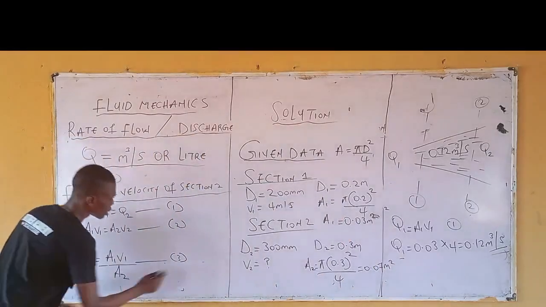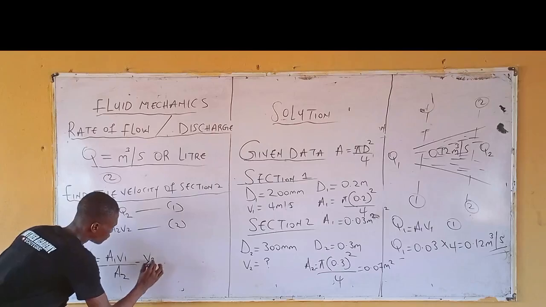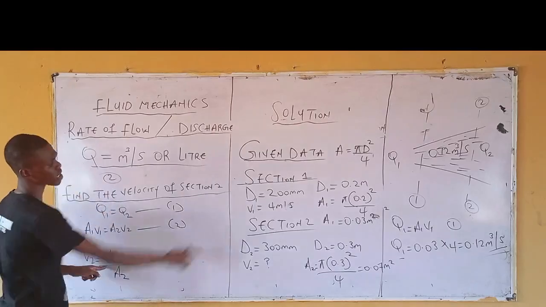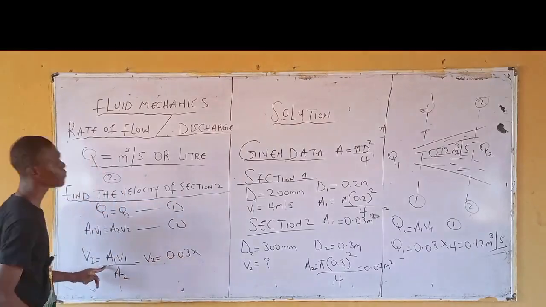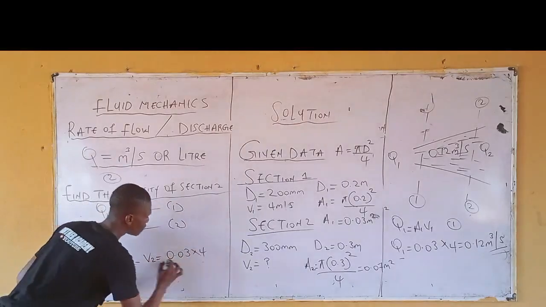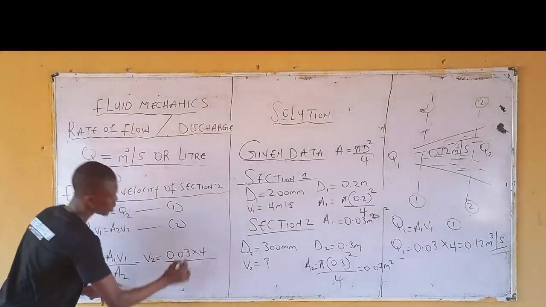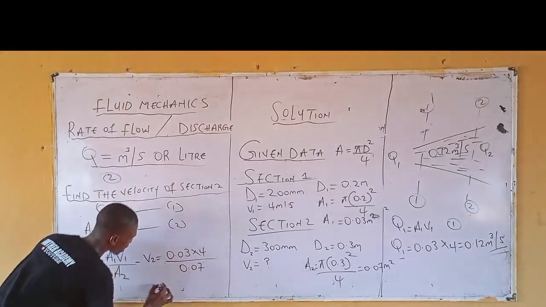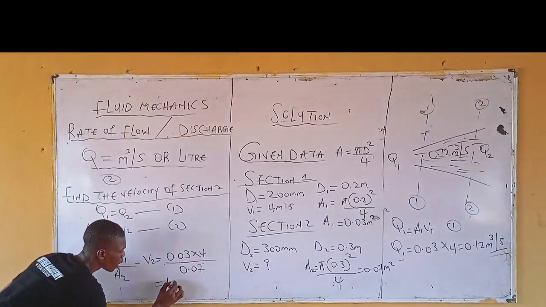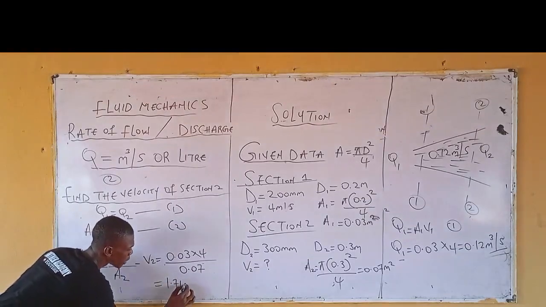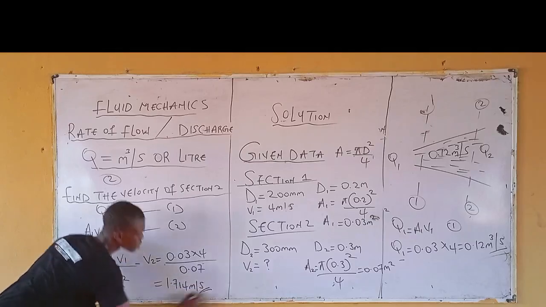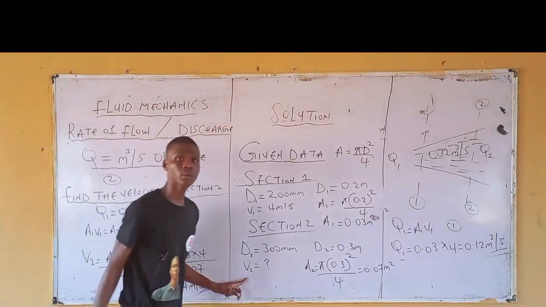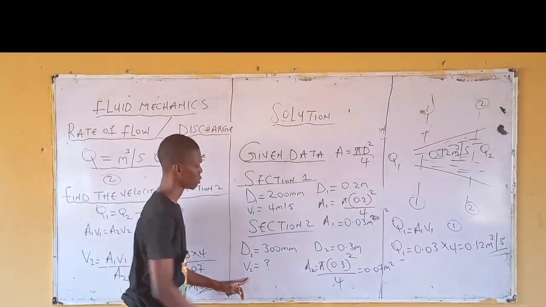Yeah. Now substitute each parameter into equation 3. By doing that, your V2 becomes what? Area 1, what's area 1? 0.03 multiplied by V1, 4, divided by A2, 0.07. What's the answer? 1.714 meter per second, right? Now, in place of this unknown, what's the value now? 1.714 meter per second.